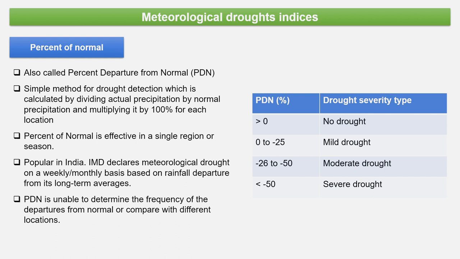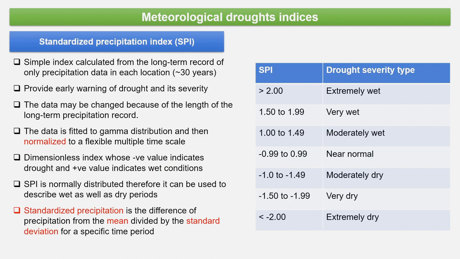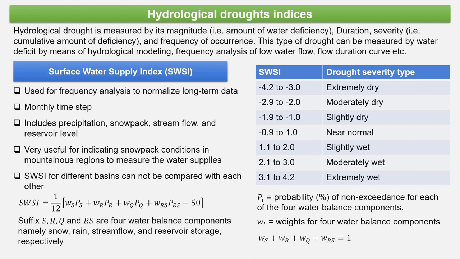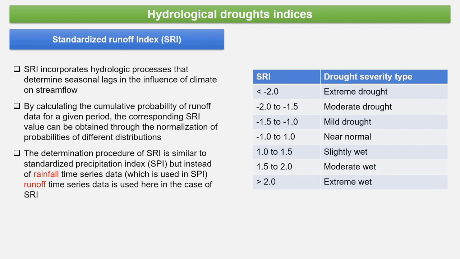We discussed meteorological drought indices, and then we talked about various methods of calculating or analyzing meteorological drought. After meteorological drought, we discussed agricultural drought, and how hydrological drought is different from meteorological drought. Different indices for hydrological drought we have discussed, and how they can be calculated, and which value means what level of severity of drought, that also has been discussed.